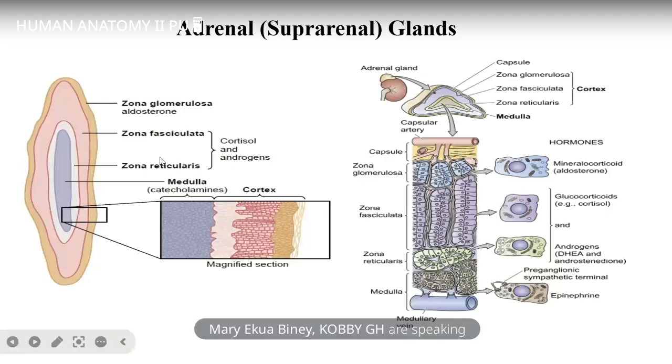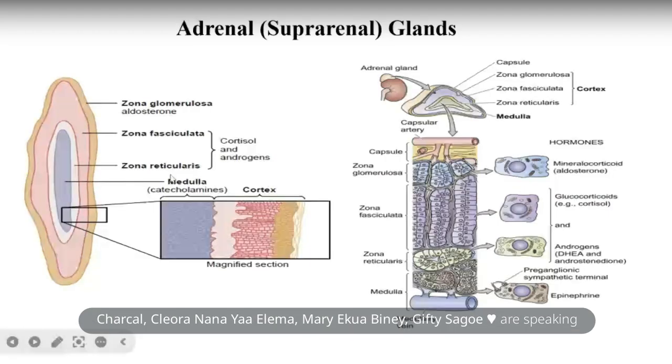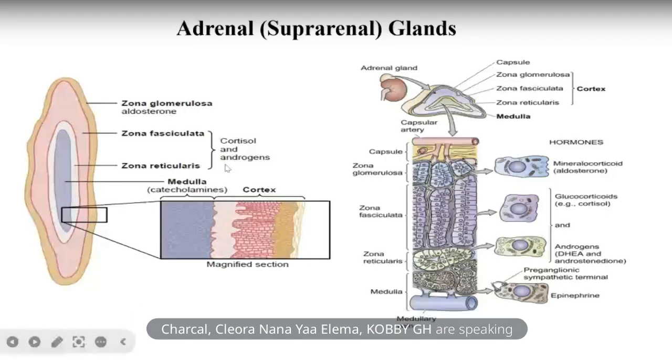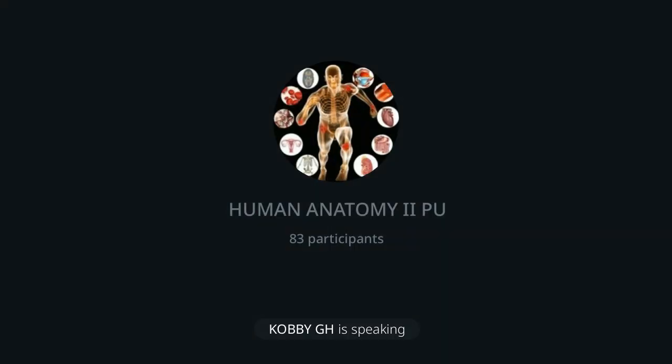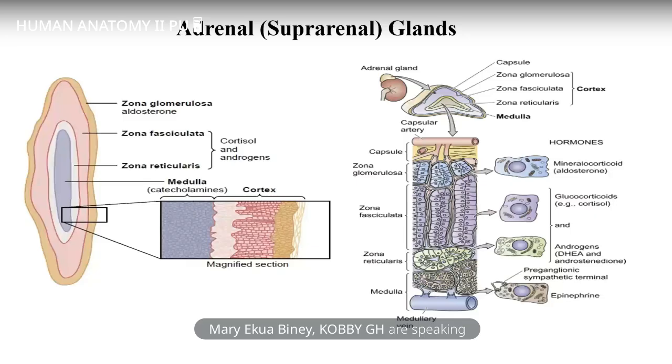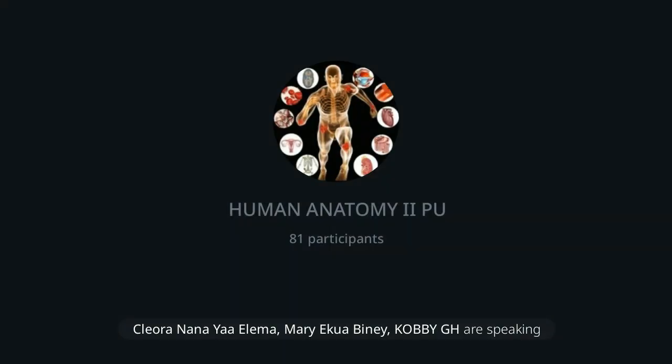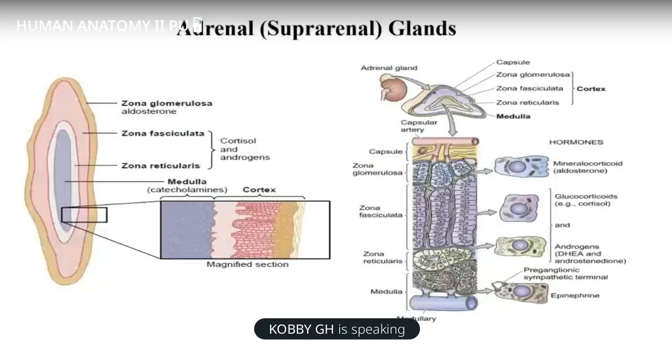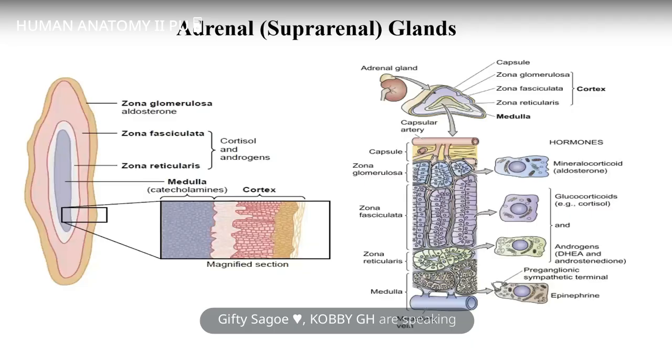Zona reticularis. Okay, so you see the adrenal gland has 2 divisions. The inner division, which we call the adrenal medulla, and the outer, which we call the adrenal cortex. The outer, which is the cortex, is further divided into 3 zones. Is that okay? So the 3 zones.